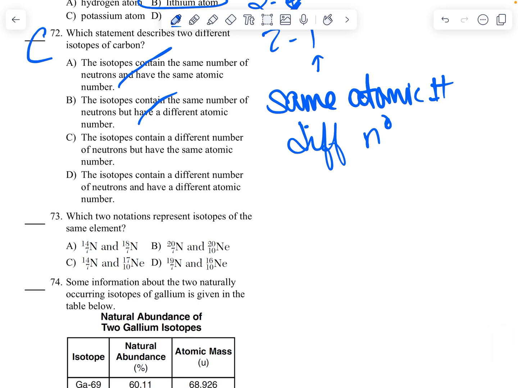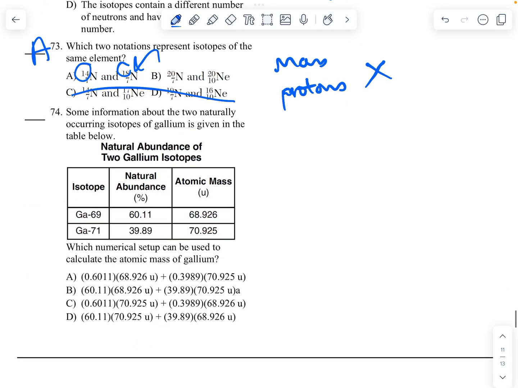So again, we'd have to have the same number on the bottom, because this is protons down here, mass is here, symbol here. So A works. A is the only one that works. Because they're both nitrogen with 7, but notice how we have different masses. This one over here has more neutrons, just adding extra weight.